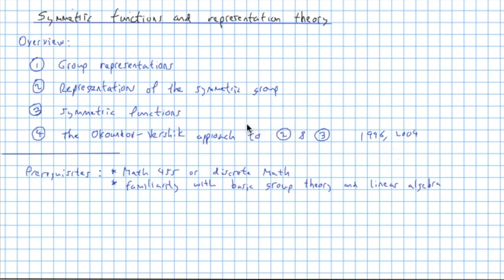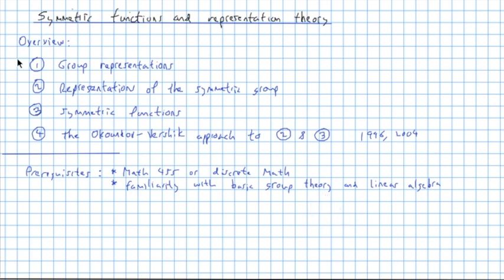Whereas the theory of symmetric functions and the relation to combinatorics was developed mostly in the 20th century, and the representation theory of the symmetric group dates back to the 19th century, to work of Frobenius. So what are the prerequisites for the course? Mainly having taken a course in discrete mathematics and a familiarity with basic group theory. So what's a group, conjugacy classes, we'll review some of this, and linear algebra.